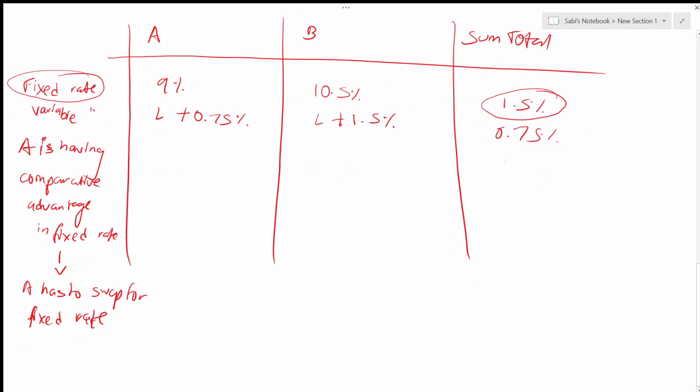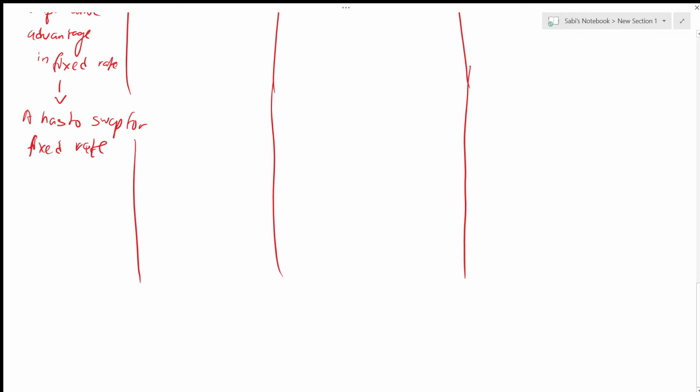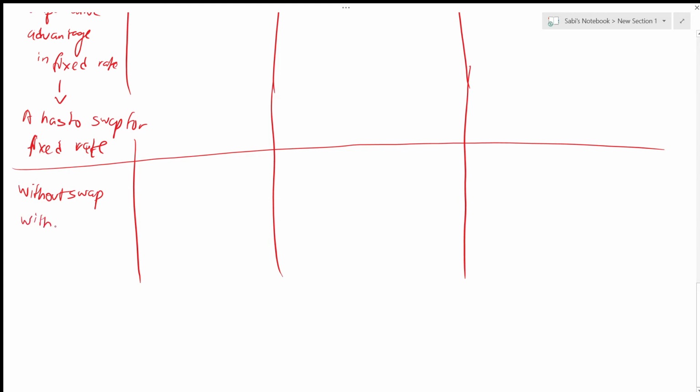So now we know what A and B will be doing with swap and without swap. Now I'm going to do the same method again. All methods are the same hereafter. A, without swap, with swap. So without swap, he is paying variable rate.